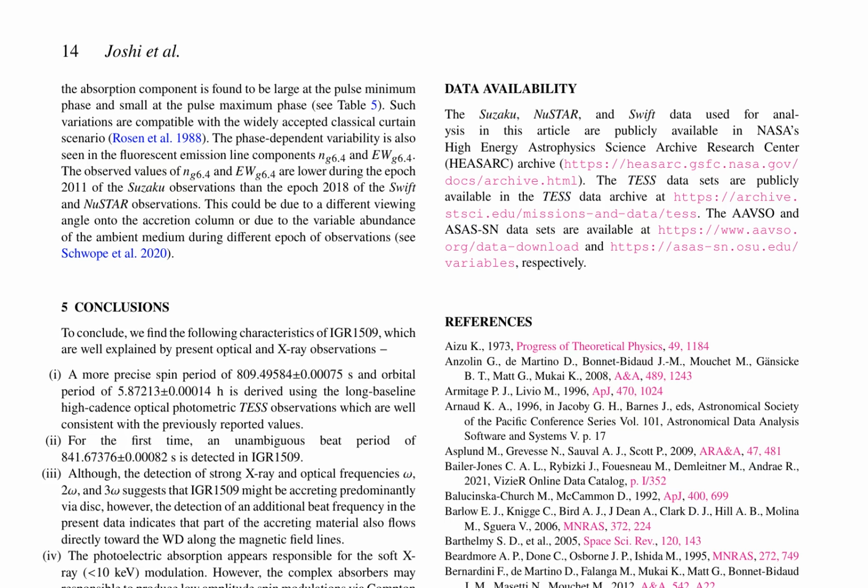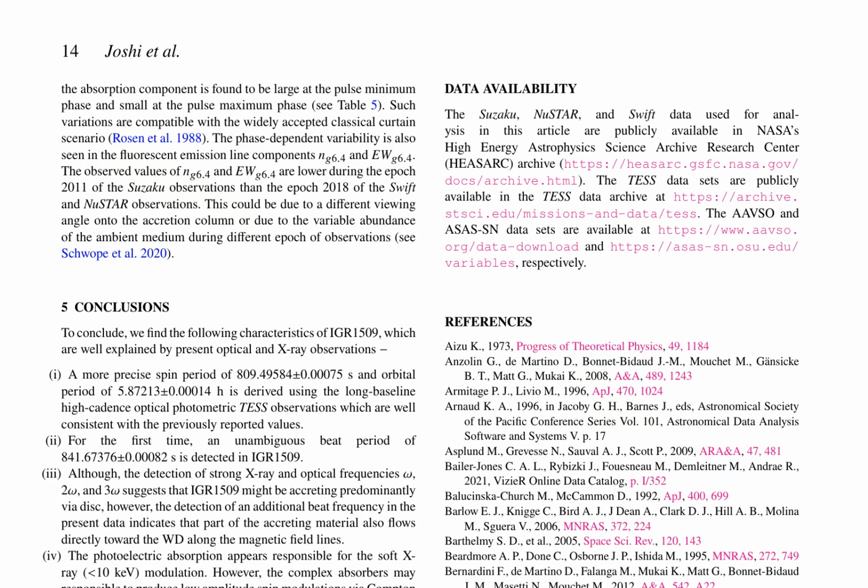The authors of the study present their conclusions on the intermediate polar IGR J15094-6649. Drawing from Suzaku, Swift, and NuSTAR observations, the analysis reveals a large absorption component at the pulse minimum phase and a small absorption component at the pulse maximum phase, consistent with the classical curtain scenario. This phase-dependent variability is also observed in fluorescent emission line components. Notably, these components exhibit lower values during the 2011 Suzaku observations compared to the 2018 Swift and NuSTAR observations, possibly due to a different viewing angle onto the accretion column or variable abundance of the ambient medium.